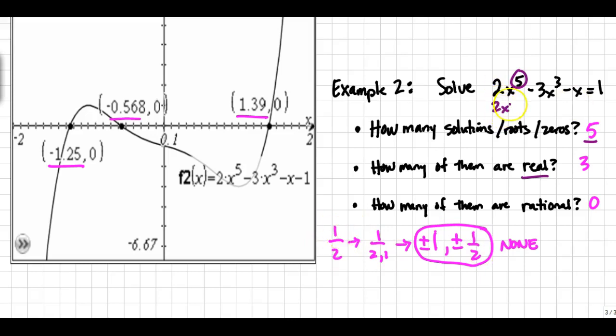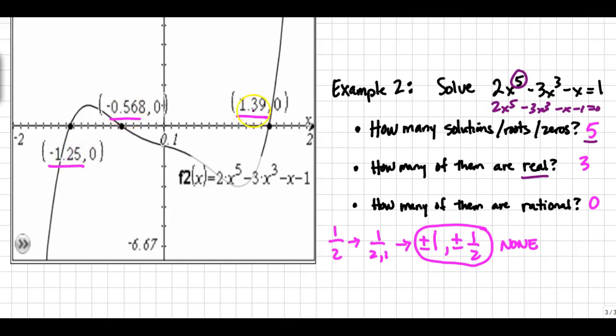Remember, the polynomial had been modified so that it was equal to 0. And so the constant term is 1, the leading coefficient is 2. The constant term goes on top, the leading coefficient goes on the bottom. The factors of 1 are just 1. The factors of 2 are 2 and 1. I put 1 with 2 and 1 with 1 to get my list. So positive and negative 1, positive and negative 1/2, those are the possibilities for the rational zeros.